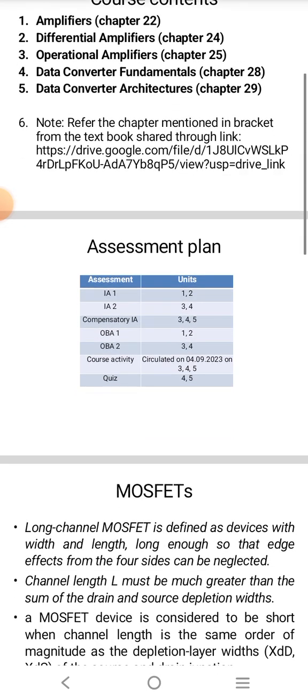The complete plan of this course, you already know, but I would still like to stress the compensatory IA. Here, the third, fourth, and fifth units will be the portion for compensatory IA. OBA1 and OBA2 are given from chapters 1, 2, 3, 4, the course activity will be given from 3, 4, 5, and the quiz will be taken from 4 and 5.